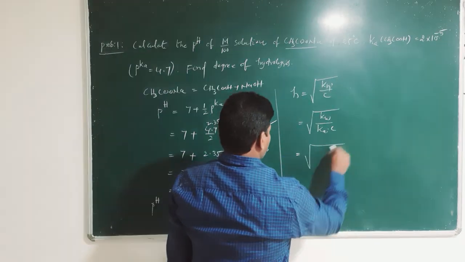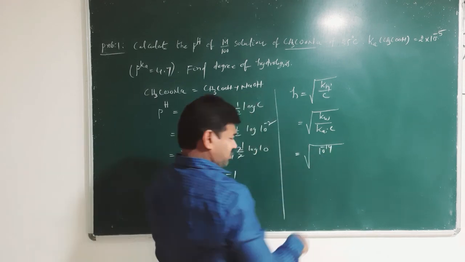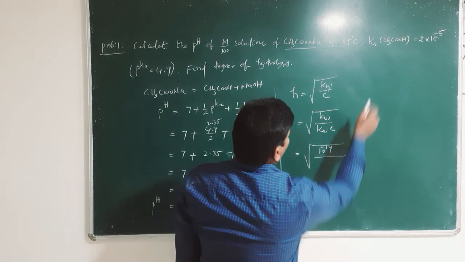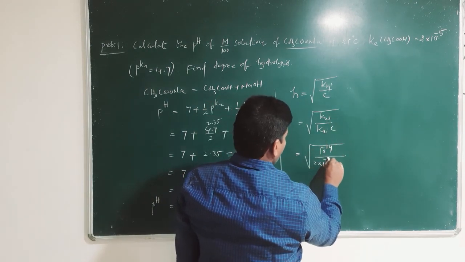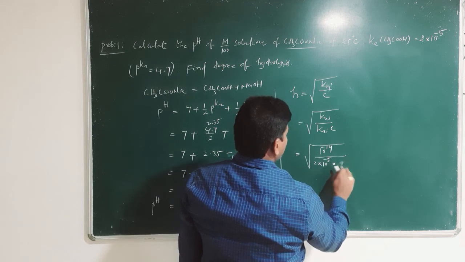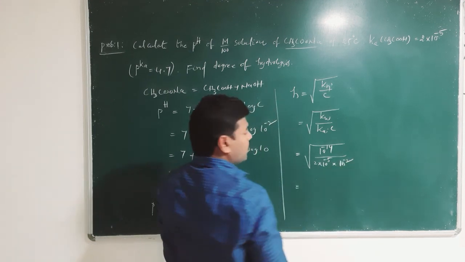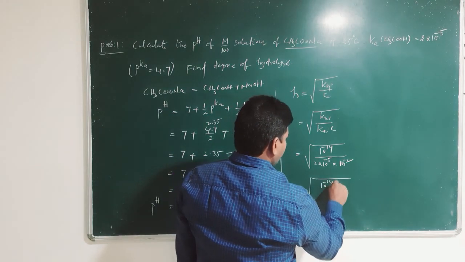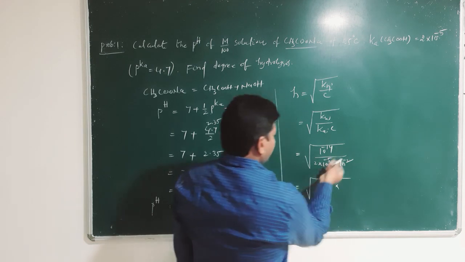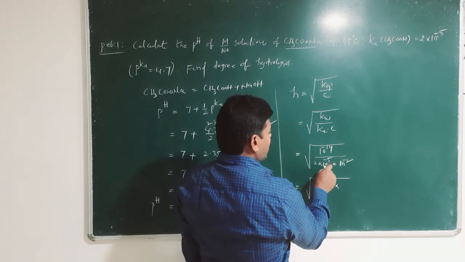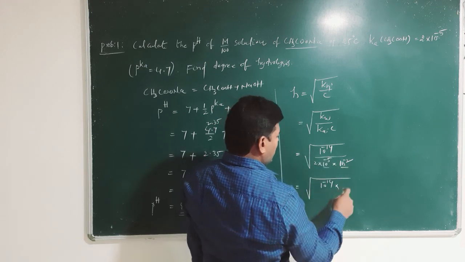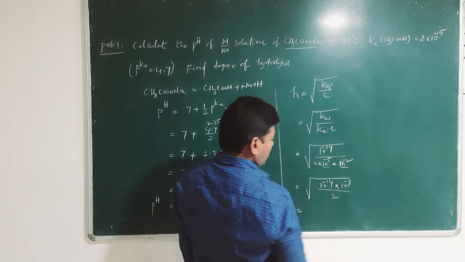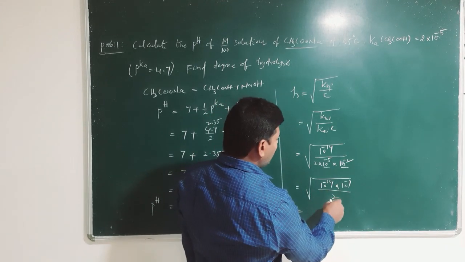And Kw is equal to 1 into 10 power minus 14, which we know, and the Ka value is 2 into 10 power minus 5, and the concentration is 10 power minus 2. So if you take 10 power minus 14 in the numerator, with 10 power minus 5 and 10 power minus 2, that is 10 power minus 7 by 2. Okay, so 1 by 2.